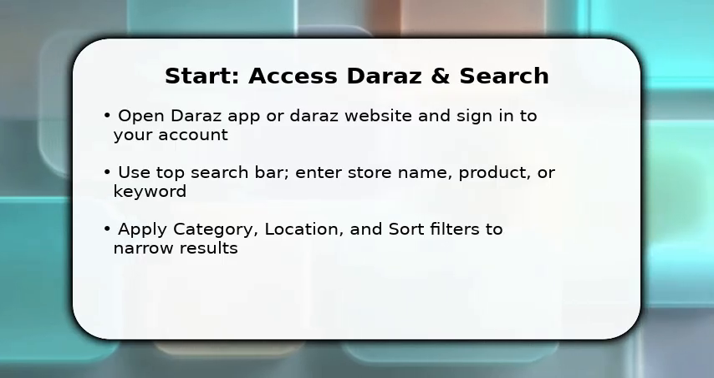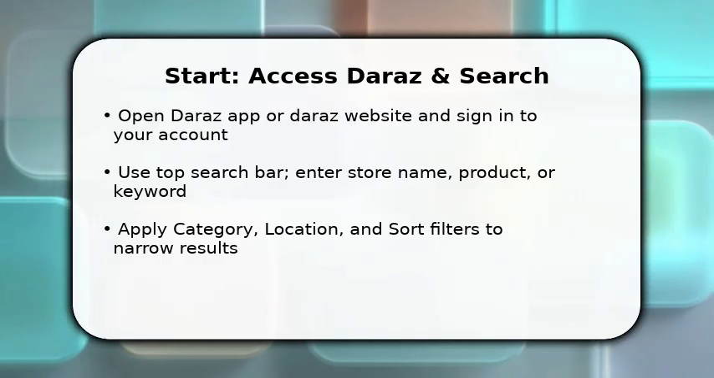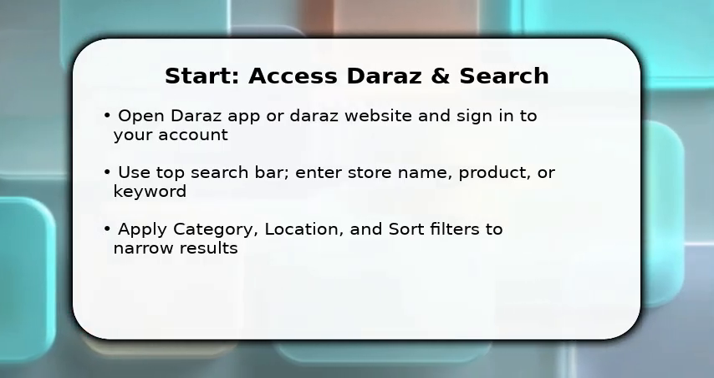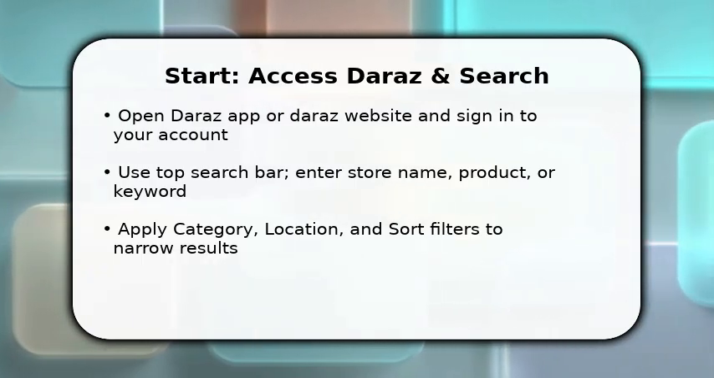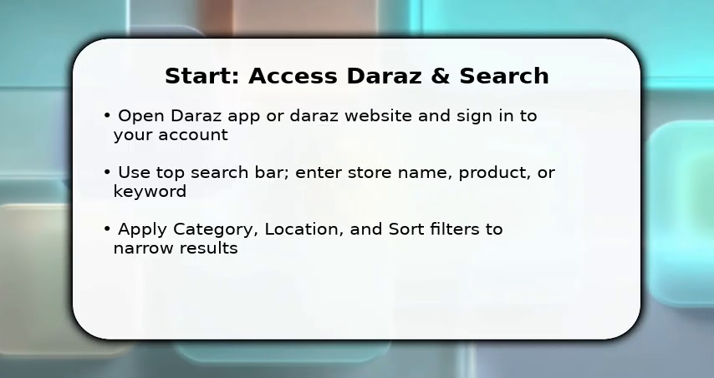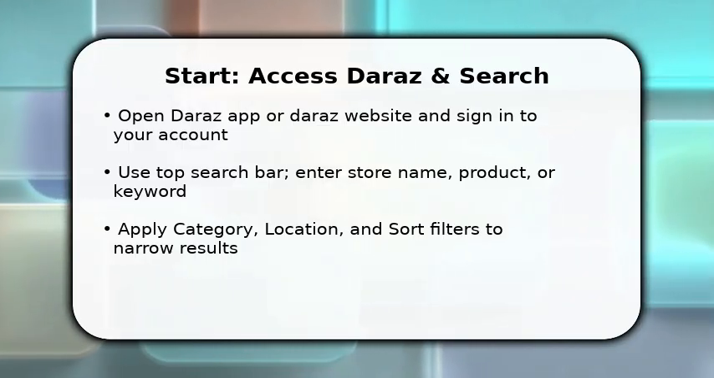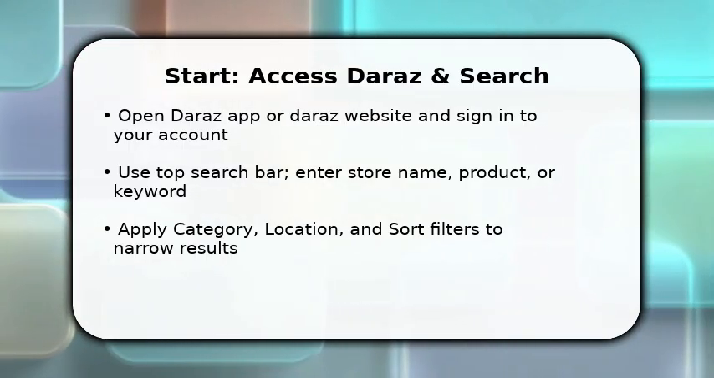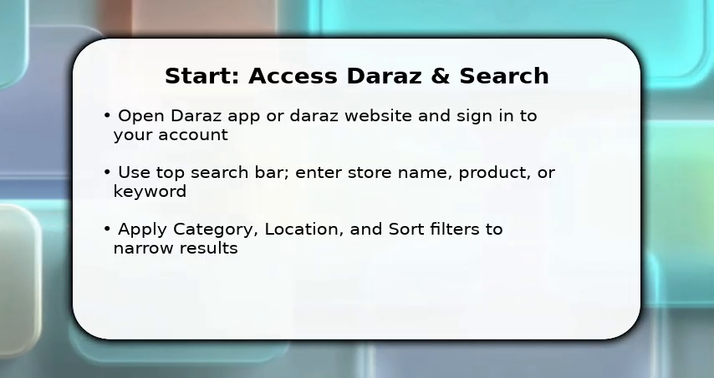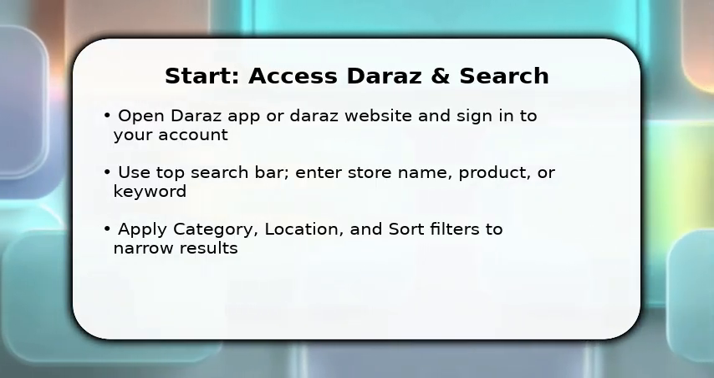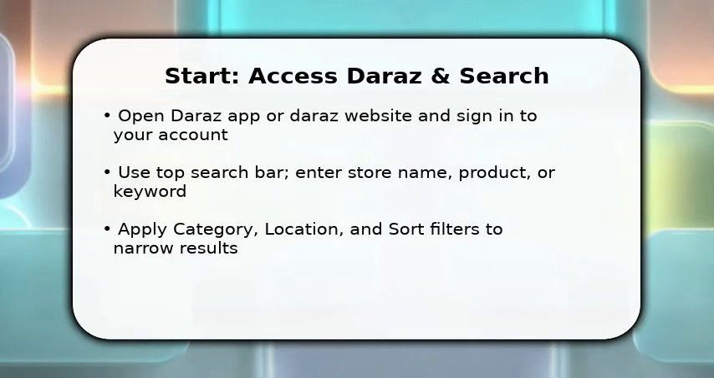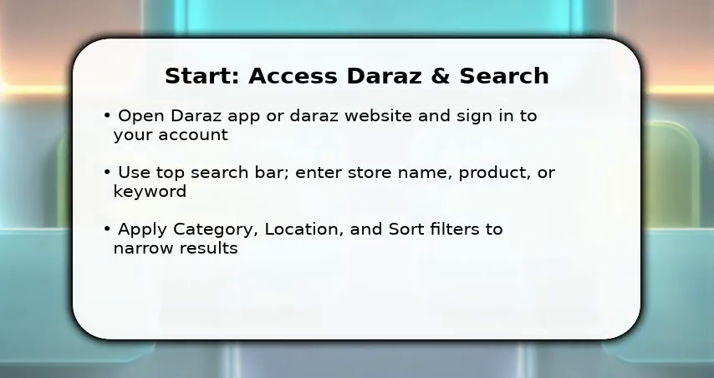You already have Daraz open and are signed in. Start by typing the store name or a flagship product into the main search bar. Once done, scan the results for entries labeled as store or branded listings. These link to seller pages. Make sure to set category and location filters to reduce noise and sort by relevance or newest to surface official shops. This first pass saves time and points you directly at candidate stores to inspect further.